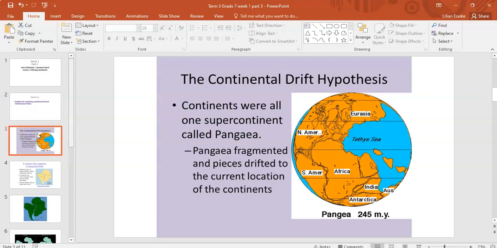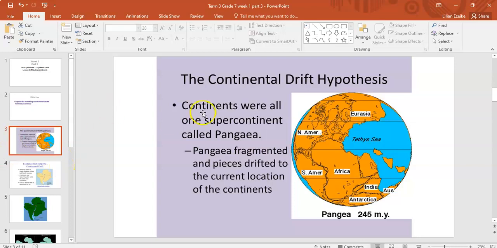From the previous lesson, the one we had before now in part 2 of our science lesson, we talked about the evidences that support the continental drift hypothesis. We talked about the different evidences that scientists have put together to support the fact that the Earth is constantly moving. That's the continental drift hypothesis.